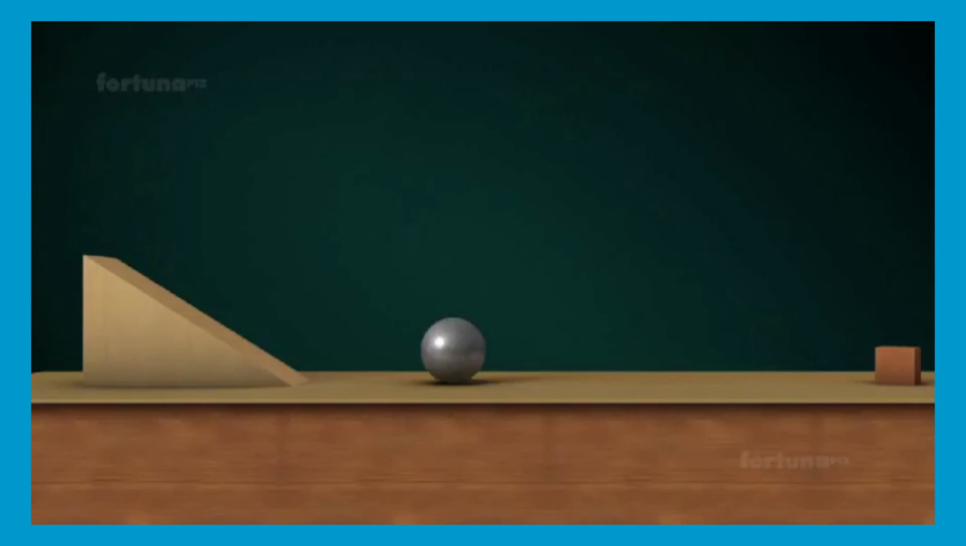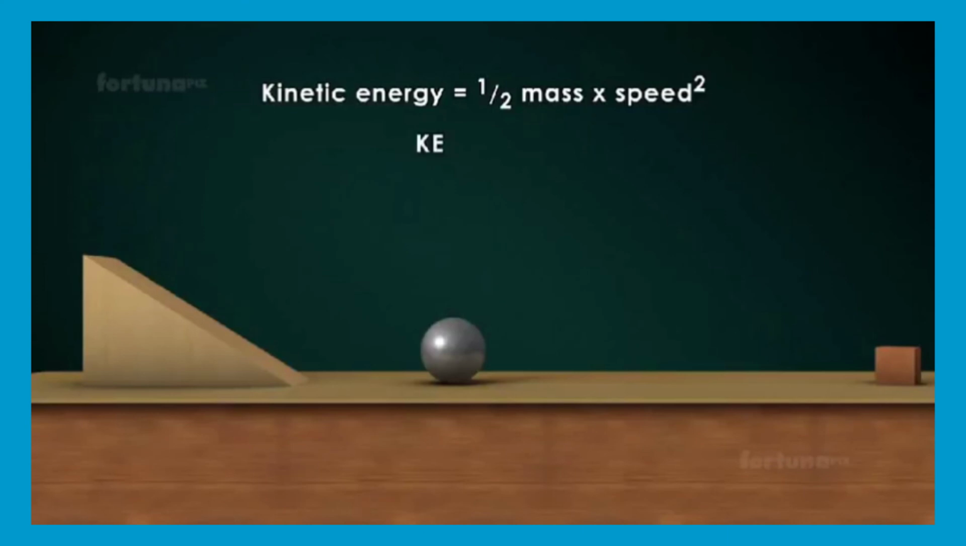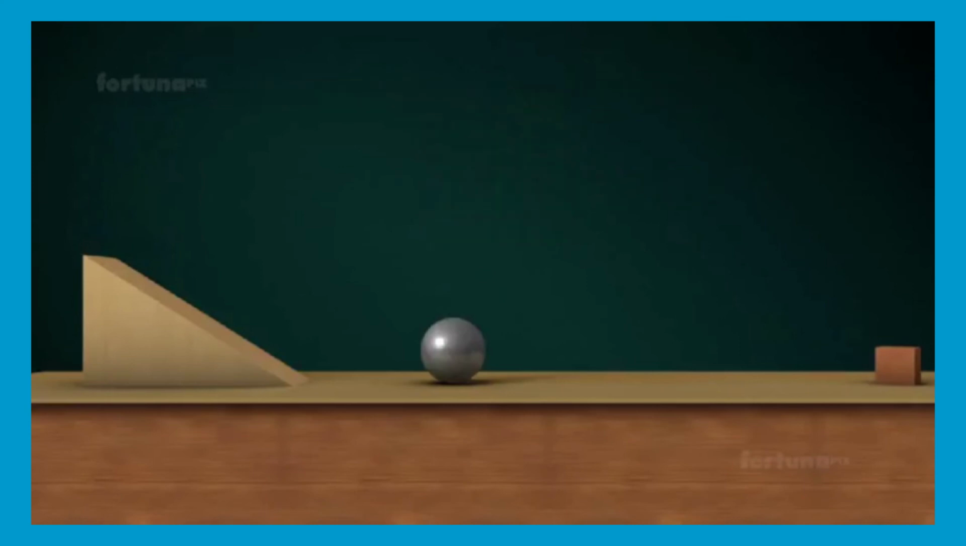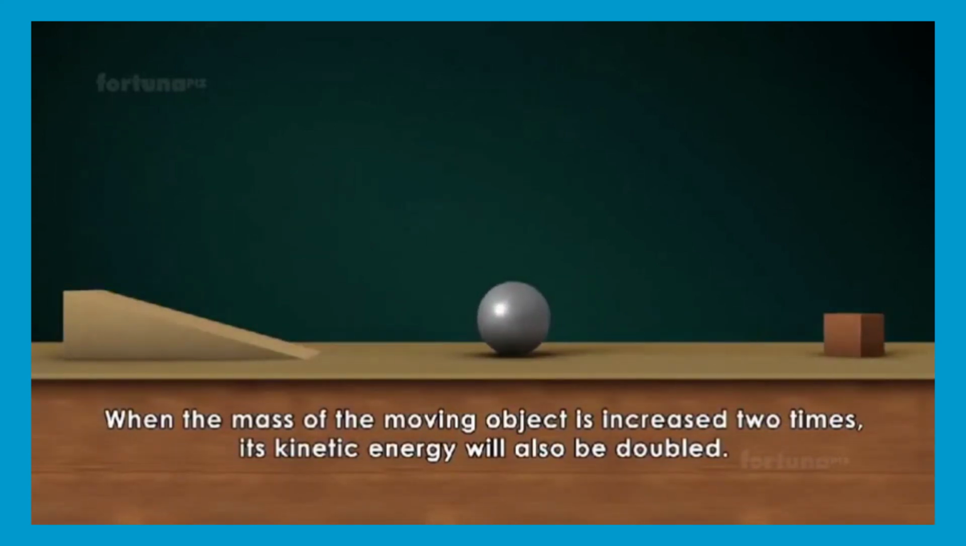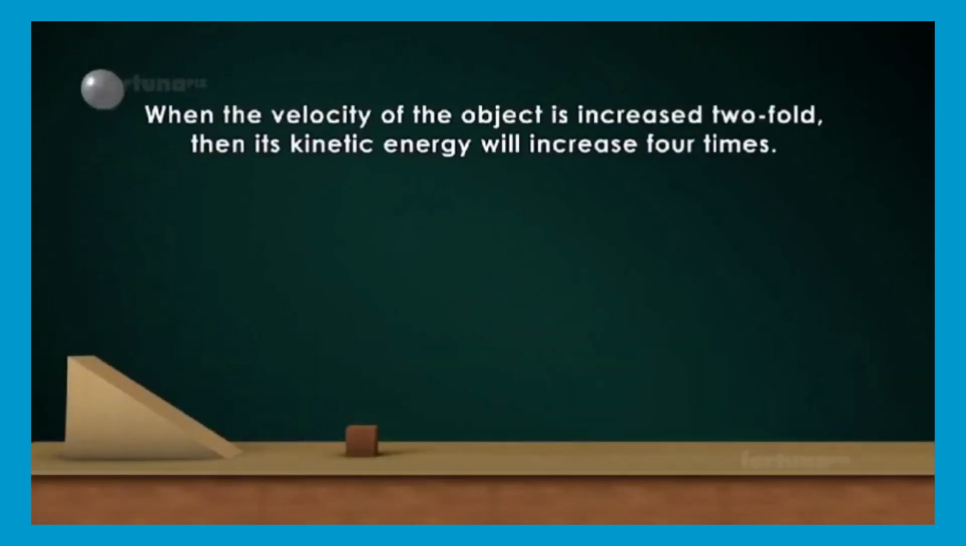If we apply an equation to what we have seen, we would say that kinetic energy is equal to half of the mass times the square of its speed, or KE equals 1/2 mv squared, where m is the mass of the object and v is the velocity. Kinetic energy is measured in joules. When the mass of the moving object is increased 2 times, its kinetic energy will also be doubled. When the velocity of the object is increased 2-fold, then its kinetic energy will increase 4 times.